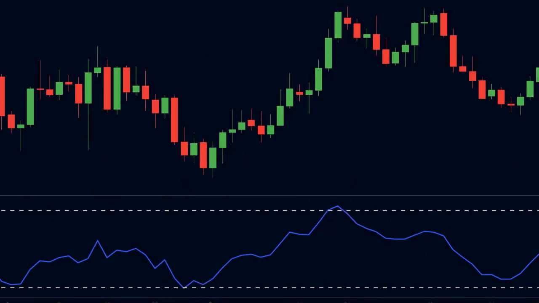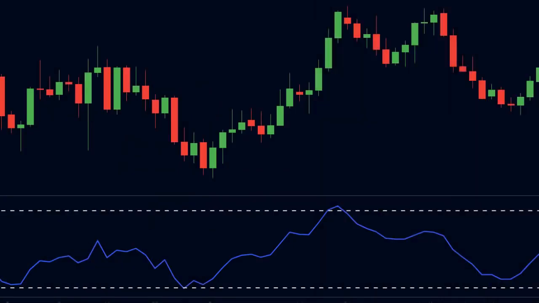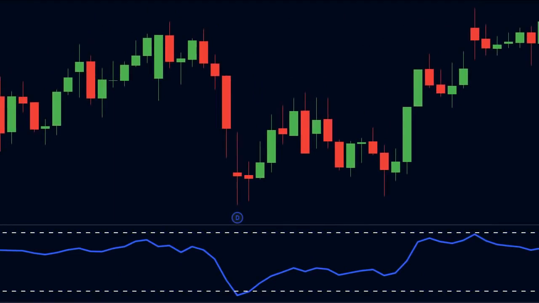This is because the 200 mark is an extreme reading. It shows that the market participants have become euphoric and they feel that the trend will never end. And most of the time, this is that stage where the markets reverse. For instance, look at this chart. On this chart, I have removed the plus 100 and minus 100 lines. Instead, I have plotted the plus 200 and minus 200 lines, so that it becomes easy.